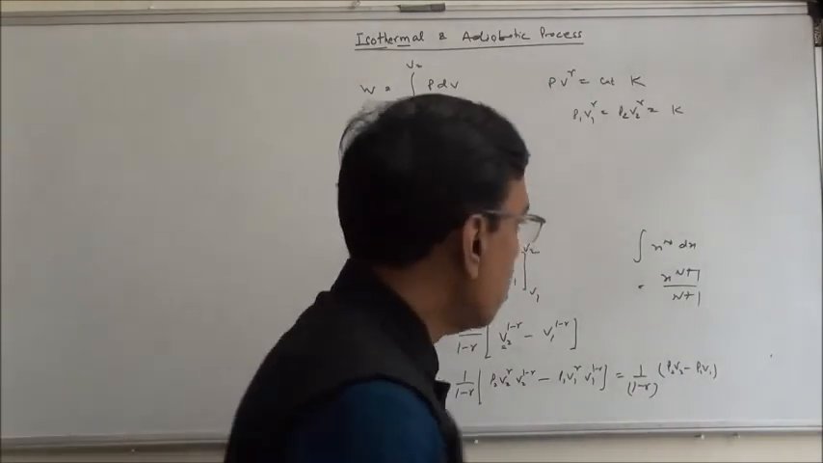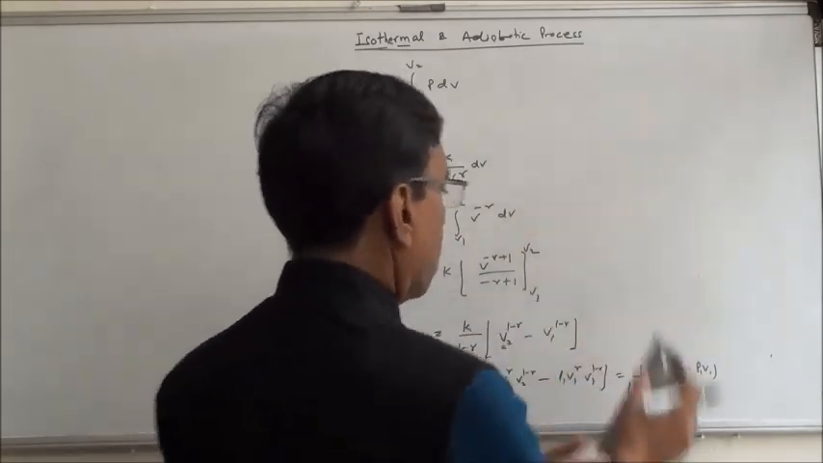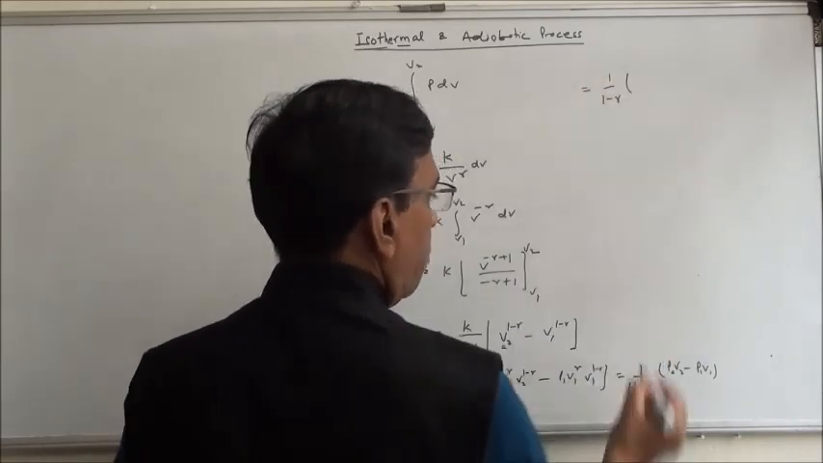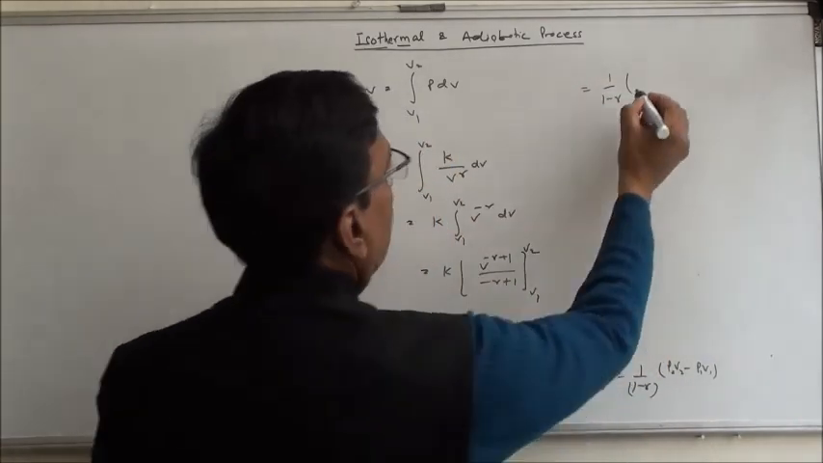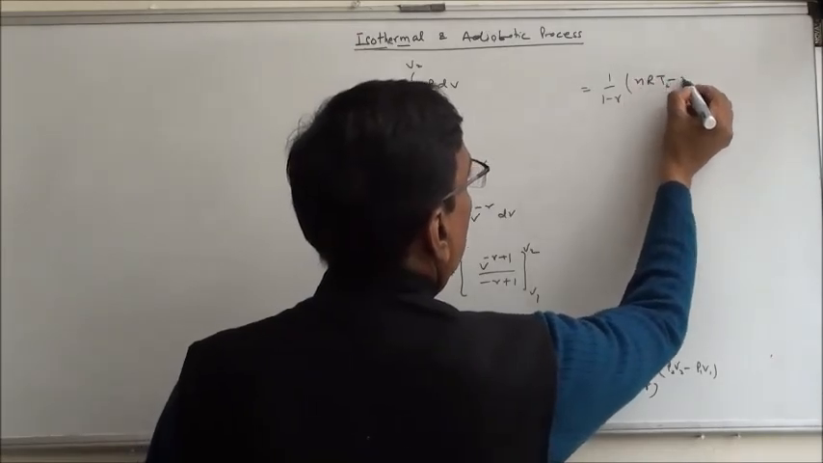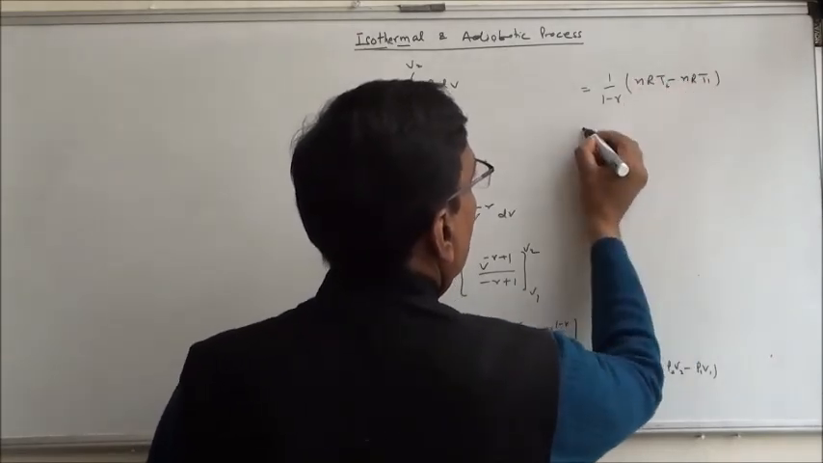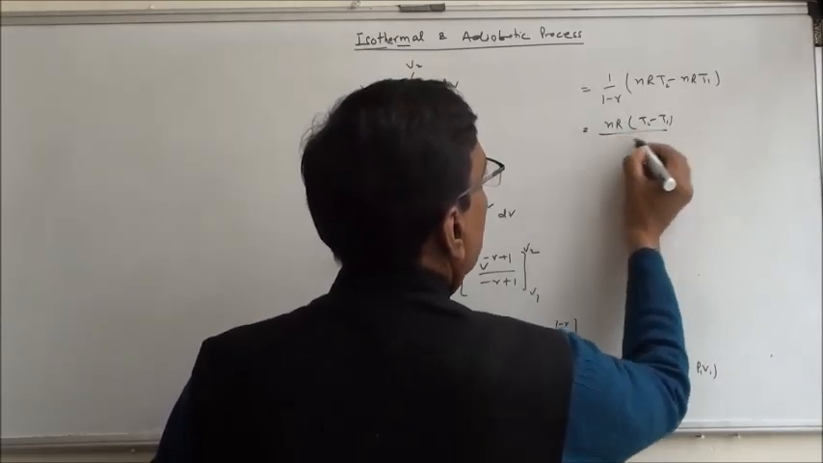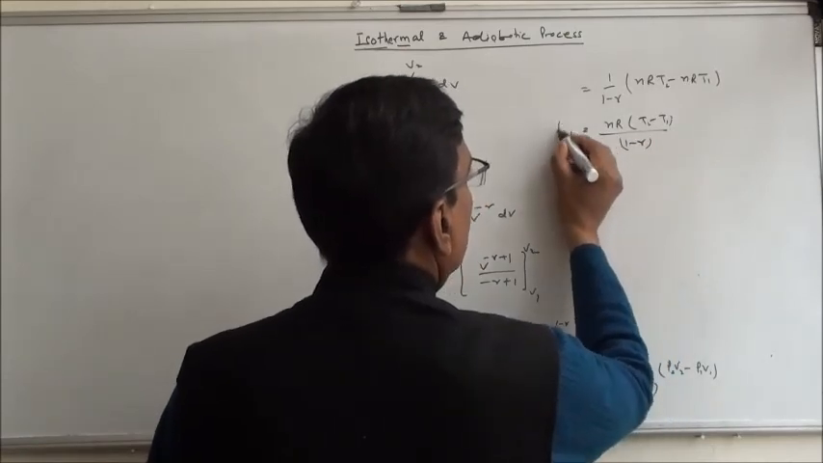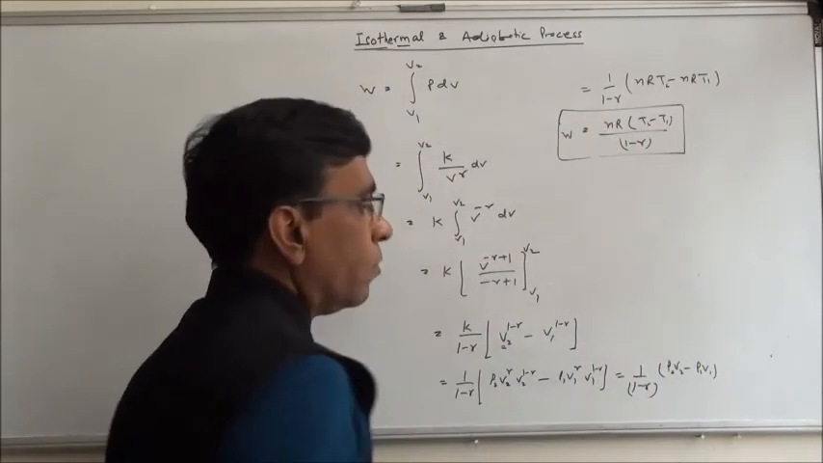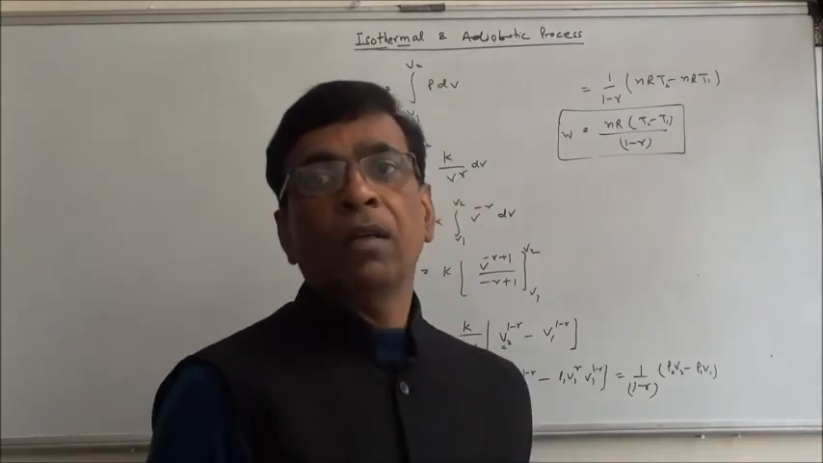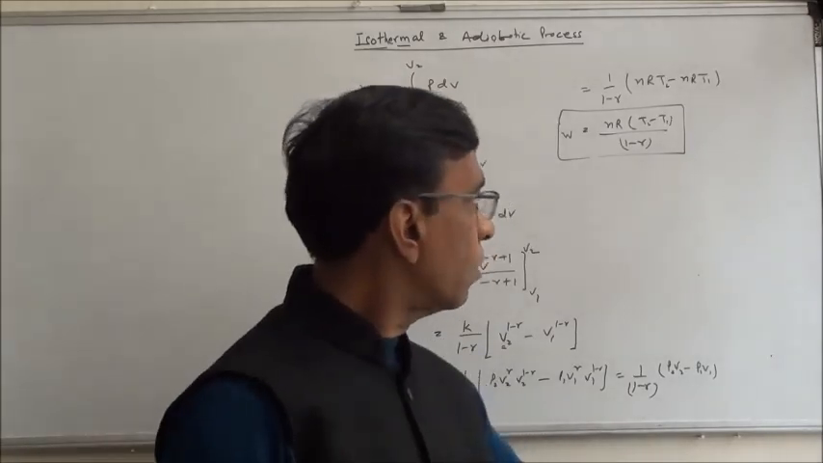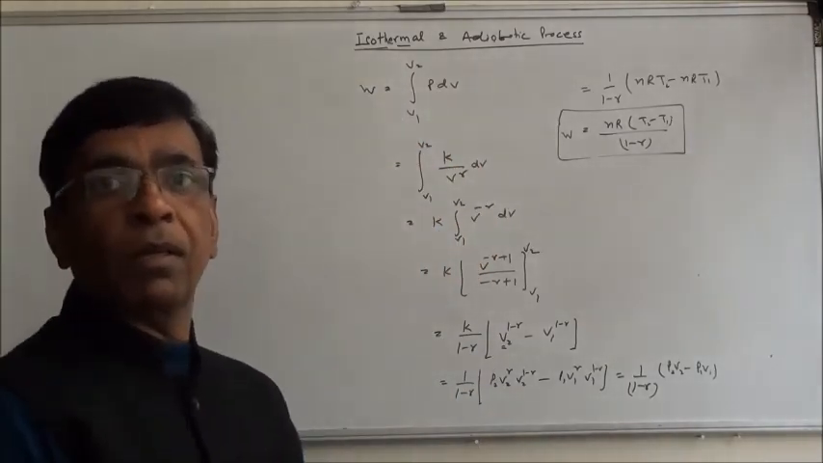This can be written in terms of temperature also. So it is 1 upon 1 minus gamma, and since PV is equal to nRT, it becomes nRT2 minus nRT1. So it is nR (T2 minus T1) upon 1 minus gamma. This is the work done in an adiabatic process. So that's all in this topic. Thank you.